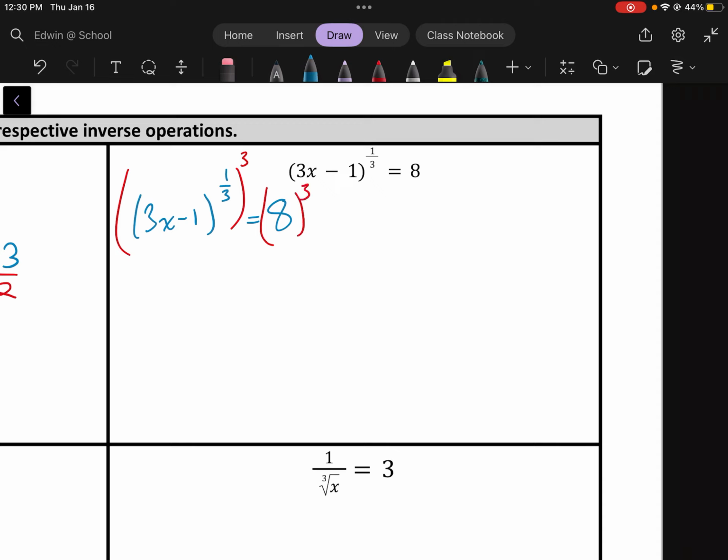But anyways, we got that. So we're going to cube both sides because it's already isolated. So doing that, we're going to get 3x minus 1, and that cancels out. We got 8 to the power of 3. So I wonder what that is. That's going to be 8 times 8 times 8. That is equal to, well, these first two are 64 times 8.